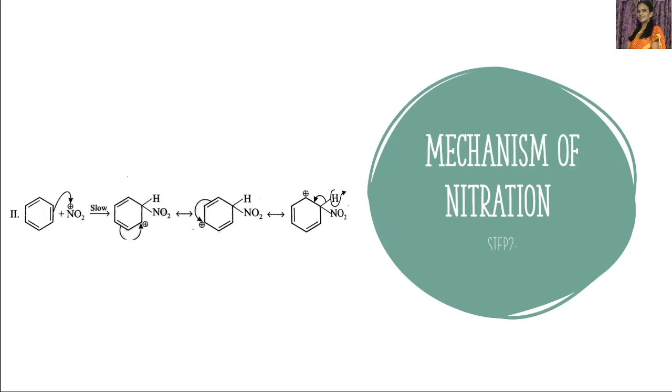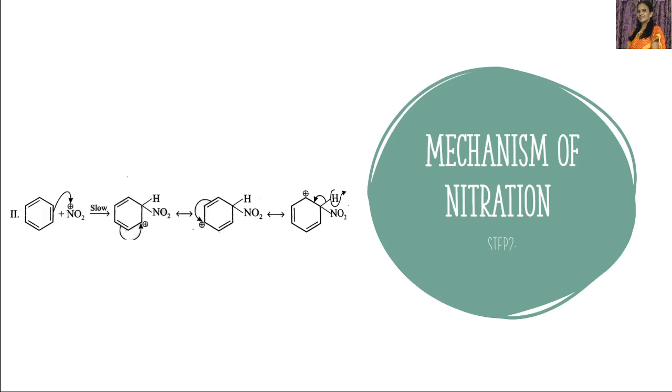In the second step, this NO2 plus goes and attacks one of the carbon atoms containing a pi bond. With the help of this pi bond, NO2 forms a bond with one of the carbon atoms here. Then what happens? The carbon next to the carbon where the electrophile is attacking gets the positive charge. And this positive charge is delocalized, or participates in resonance, with the two other pi bonds present in the benzene ring.